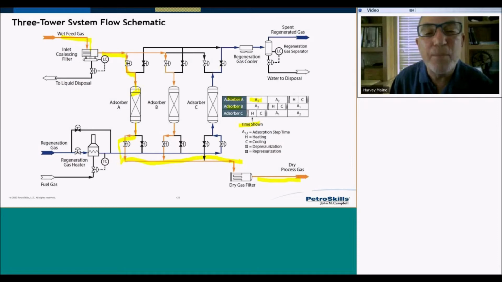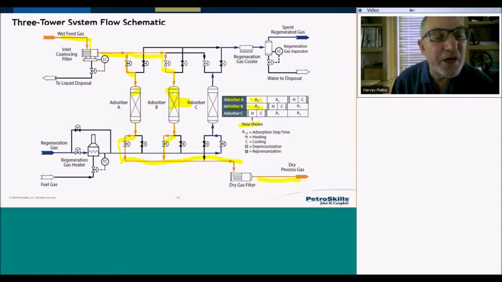Adsorbent B is in the second step of its adsorption cycle, so it has a lot more water loaded on it, and that's going to look something like that. And the gas is then commingled with the product gas leaving the first adsorber, and out it goes to your downstream system.